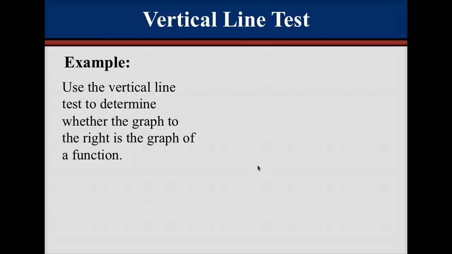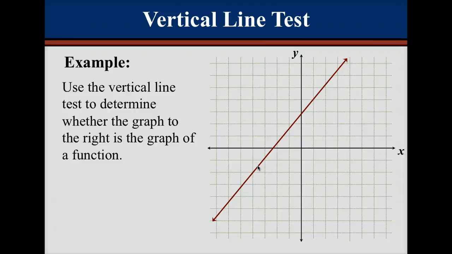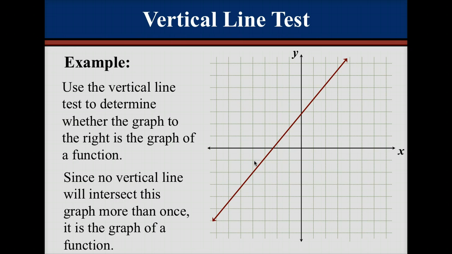So we're asked to use the vertical line test to determine whether the graph to the right is the graph of a function. So if you take your pencil and put it up in front of your computer, and you were to put it in a vertical line, does it touch that graph more than once? It does not. So since no vertical line will intersect this graph more than once, it is the graph of a function.